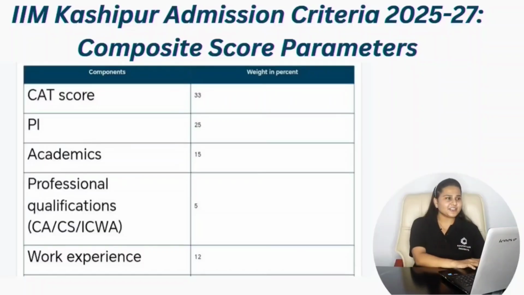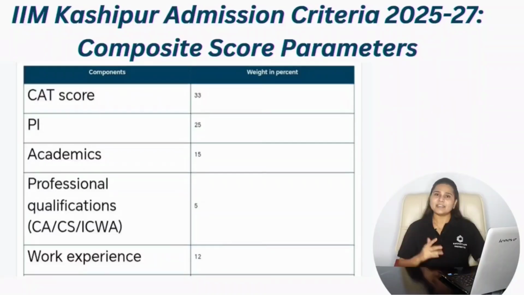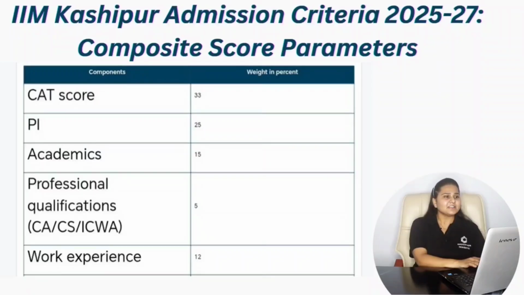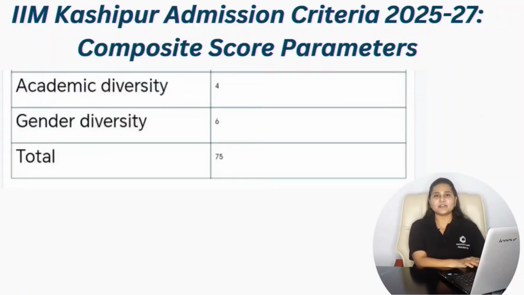Now if we consider the final selection criteria for the Indian Institute of Management Kashipur, 33% weightage is given to your CAT score. Then 25% weightage is given to the personal interview, 15% to your academics, and 5% to professional qualifications, that is CA, CS and ICWA. Then 12% weightage is given to work experience, 4% to academic diversity, and 6% to gender diversity. On this basis, the composite score is calculated for IIM Kashipur, and then the final list of selected candidates is prepared.